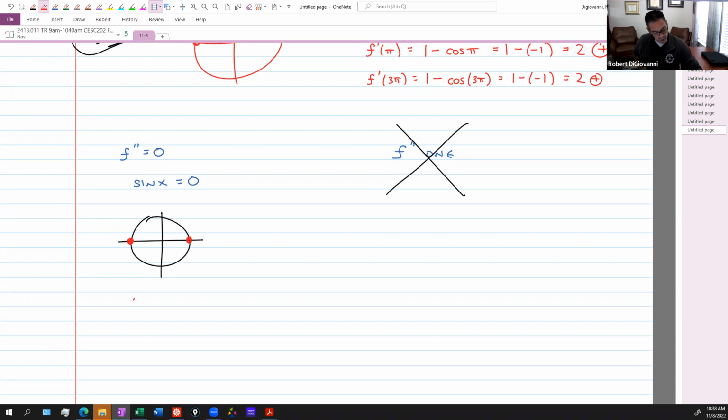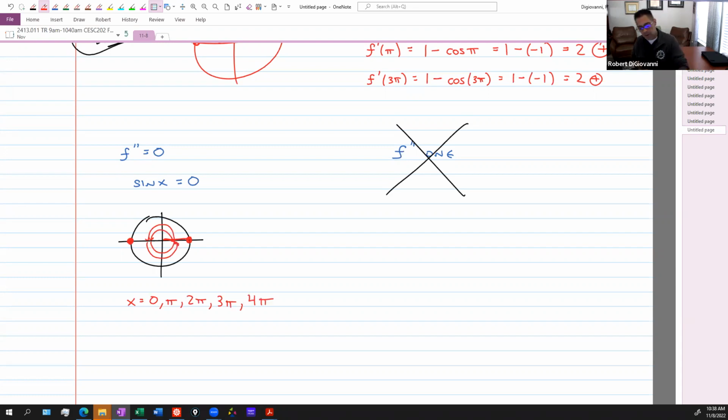So I can start with 0, that's this angle. Then I can rotate to here, that's pi. Then I can go around, that's 2 pi. I can go around again, that's 3 pi. And I can go around to here, that's 4 pi, and that's where I stop. I have a lot of answers here, 5 of them.